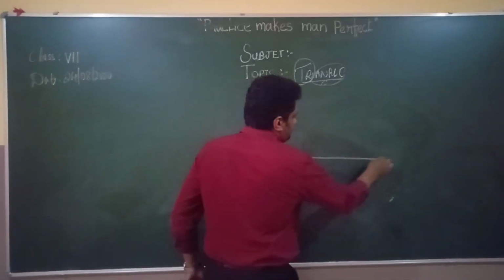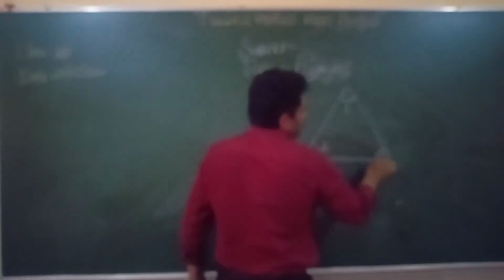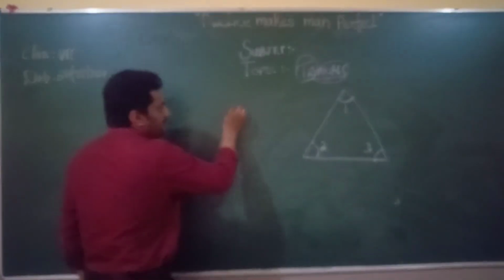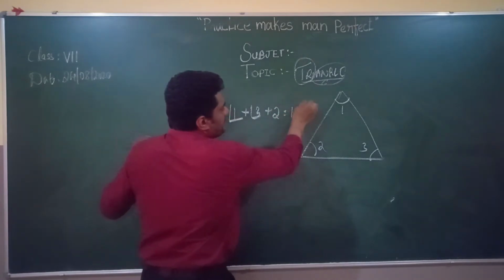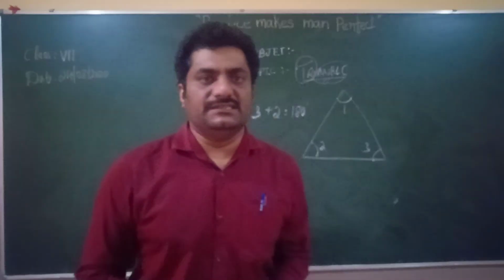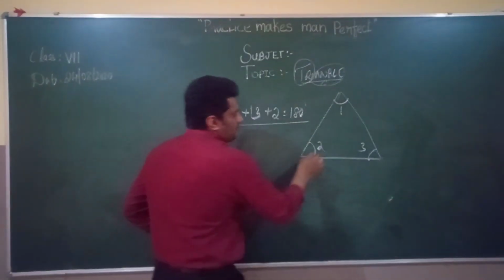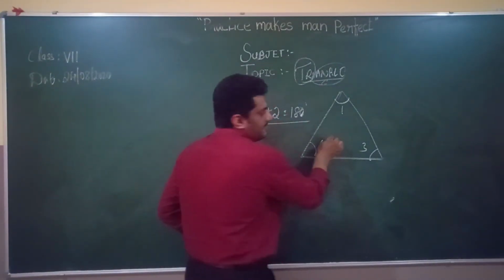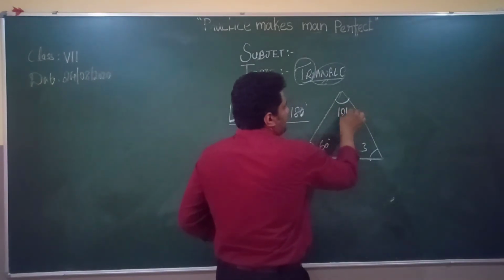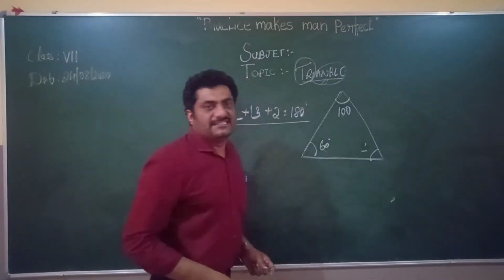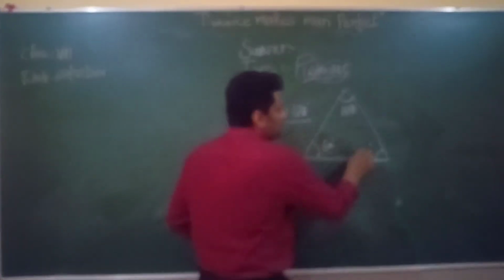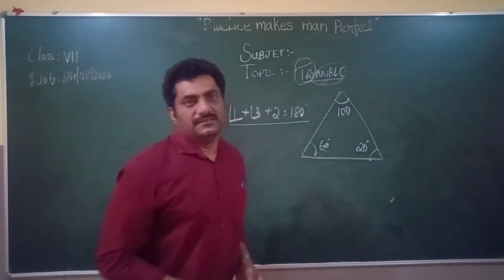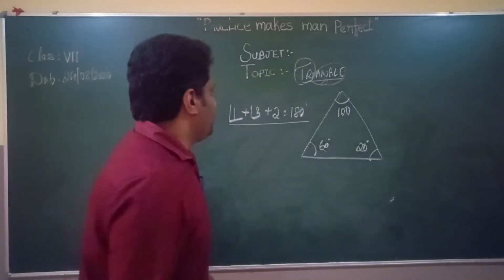Now in a triangle, we have 3 angles. First angle, second angle, third angle. And whenever I add all the 3 angles, it should always sum up to 180 degrees. For example, if I have here 60 degrees and here 100 degrees, the third angle has to be how much? 100 plus 60 is 160. What is remaining? It has to be 20 degrees. This is how it has to be in case of a triangle.